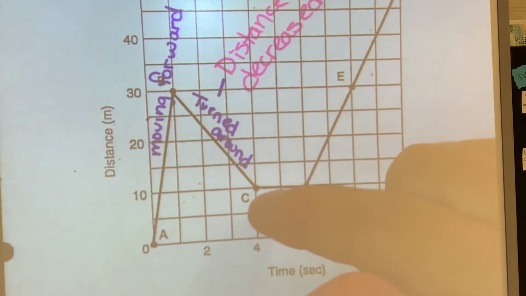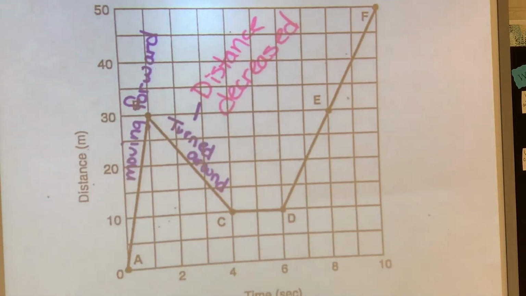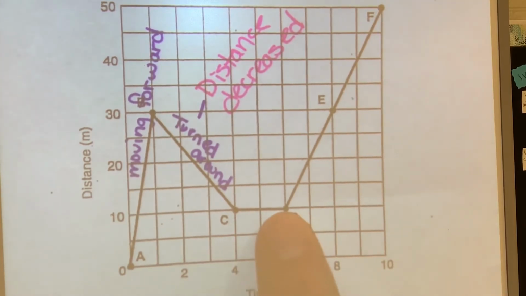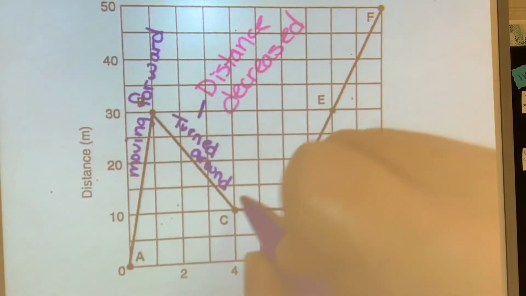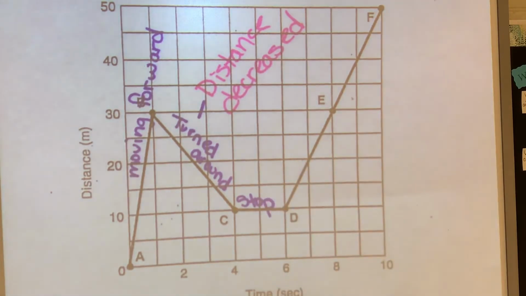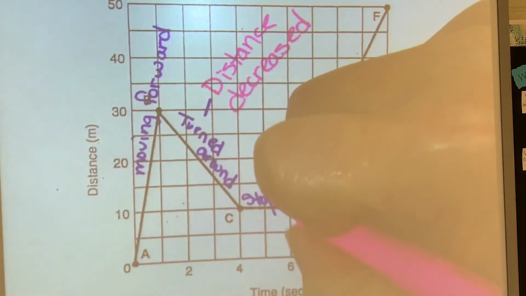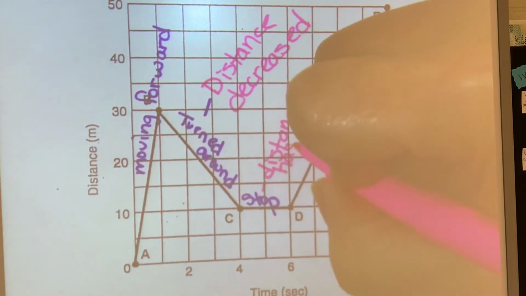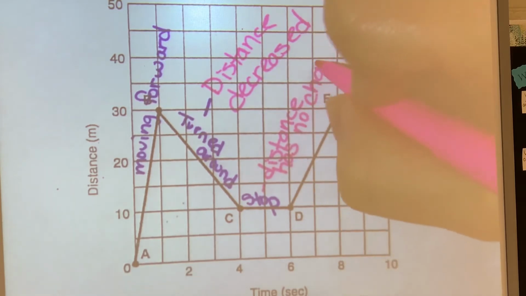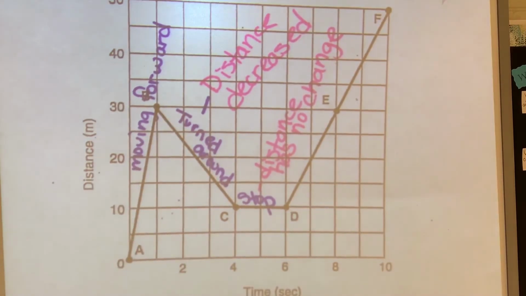So I turned around, and then at 4 seconds, maybe I started feeling my pockets and I found my keys or I found my phone. But from 4 seconds to 6 seconds, my distance didn't change. So if I had no change, we call that a stop. I just decided to stop because I had no change in distance. All right, so with no distance change, I'm not moving. Time keeps going on, because if you see my 4 seconds to 6 seconds, it kept going, but I didn't go anywhere.